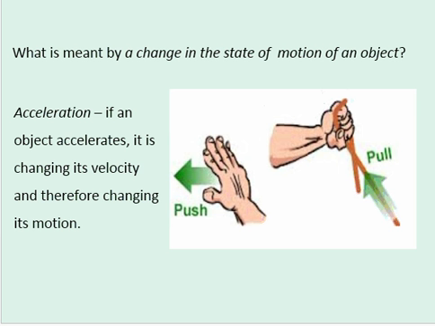And what is meant by a change in the state of motion of an object? Well, that means it's changing the way it's moving. It's changing its velocity, and a change in velocity is acceleration. So if an object accelerates, it's changing its velocity, and therefore it's changing its motion. So essentially, a force, a push or a pull, can cause an acceleration of an object.